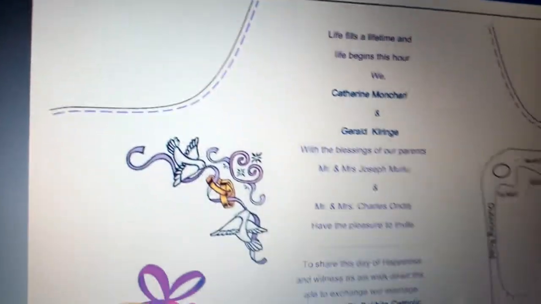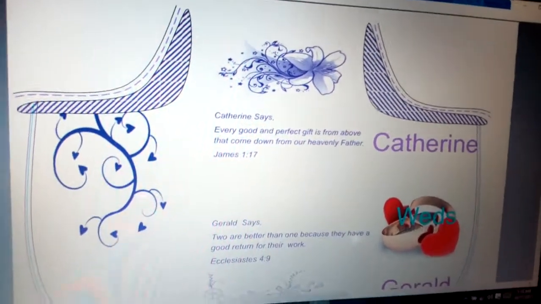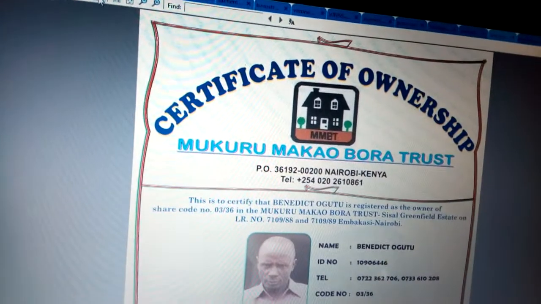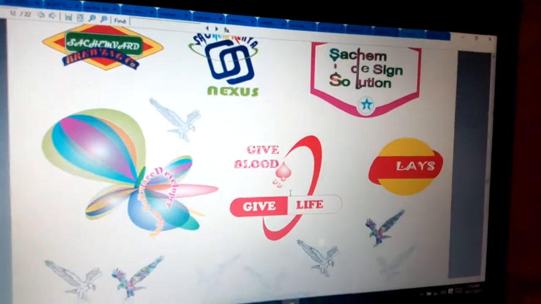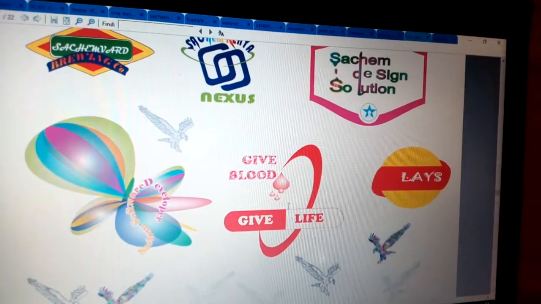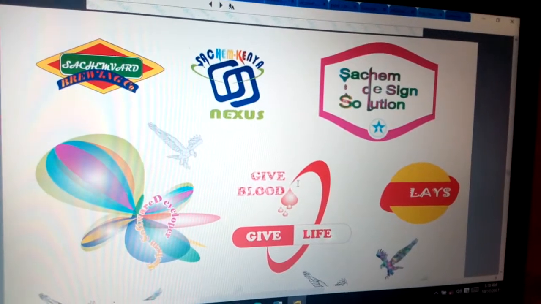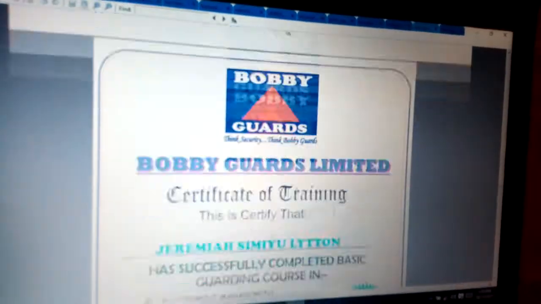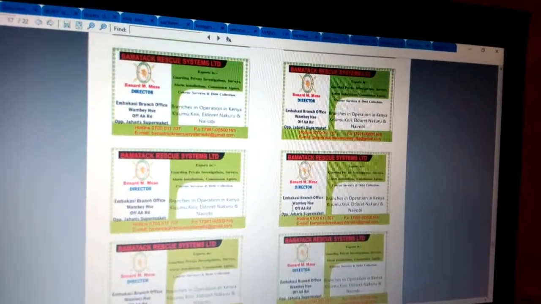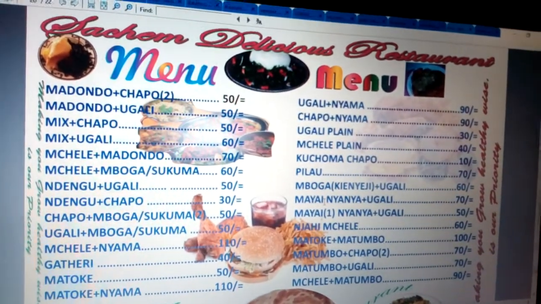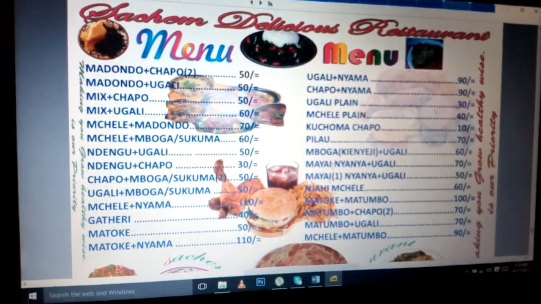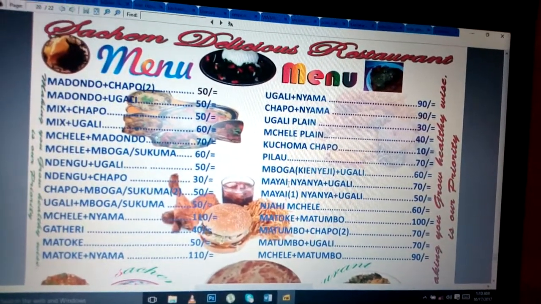We have the receipt, and we have some other wedding invitation cards, among others. Those are some of the certificates that you can see, an example of a certificate and some other designs there. You can see different types of logos, well designed and easy to make. You can see the example of those logos, some other photos, the business card, the letterheads, and now the menu. Sachem Delicious Restaurant menu. You can see an example of that menu there. It is a very nice menu, as you can see.